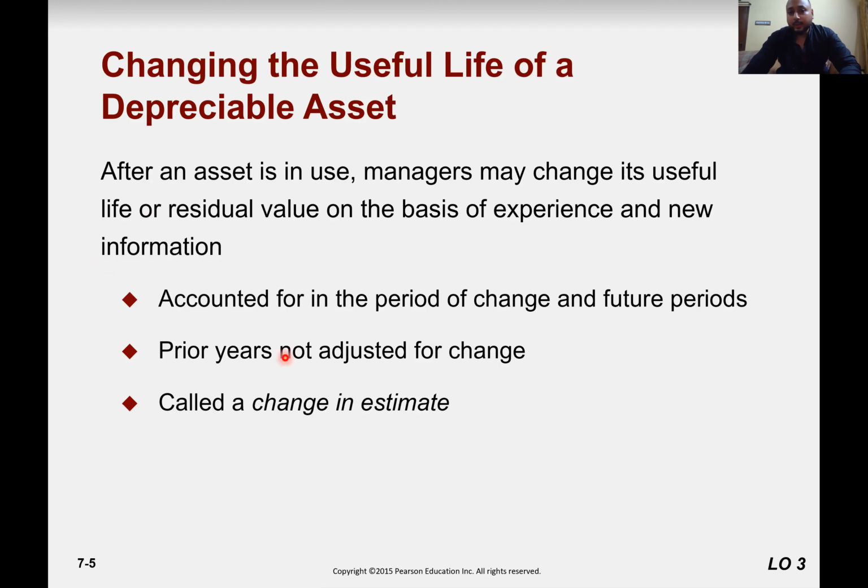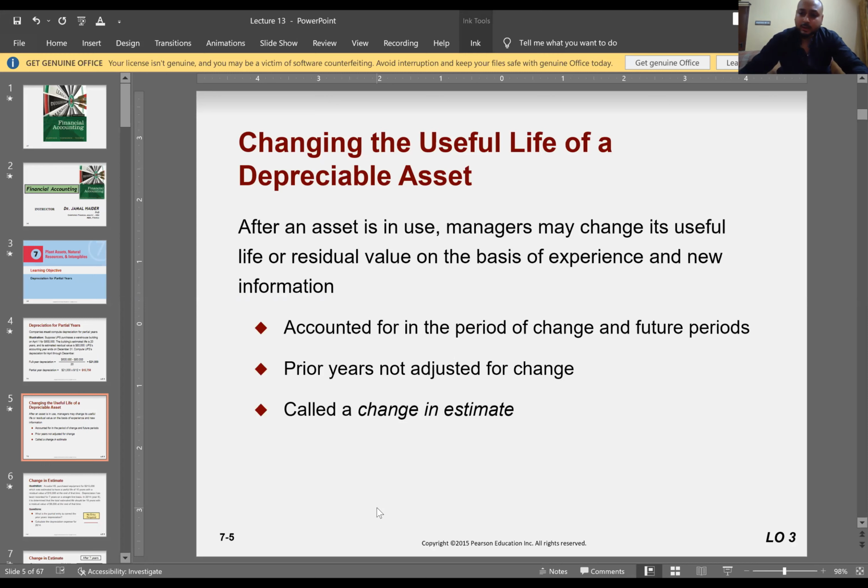The change is accounted for in the period of the change and in future periods. Prior years are not adjusted for a change in estimates. So the accounting rule states that what happened in the past stays in the past. We don't have to change the past. Why? Because we already calculated the profits, and we already submitted our documents to the government department, to our website, to the Securities and Exchange Commission. So what happened in the past will stay in the past.